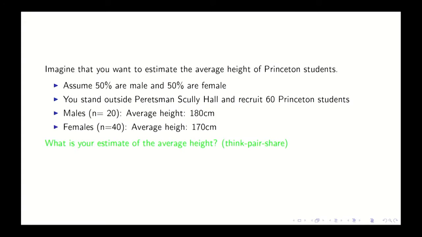So let's just do a very simple example now, a quick example. It's actually not totally simple, because there's actually two reasonable answers. So let's imagine we want to estimate the average height of Princeton students, and so we went outside of Frist, or Robertson Scully Hall, and we recruited 60 Princeton students. 20 of them are men, 40 of them are women, and the men had an average height of 180 centimeters, and the women had an average height of 170 centimeters. So what would we estimate then for the average height of Princeton students? You can take a moment and think about it and talk to your neighbor.